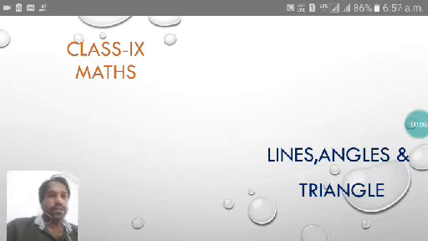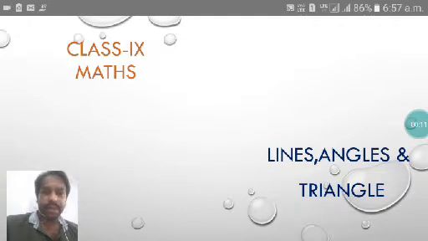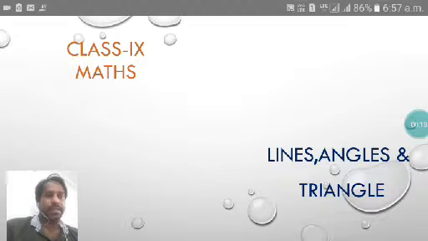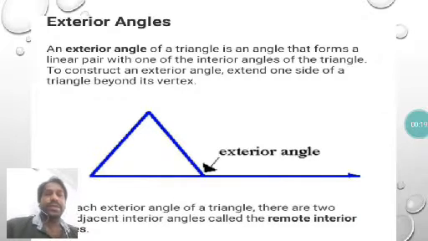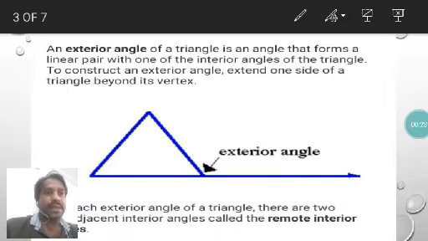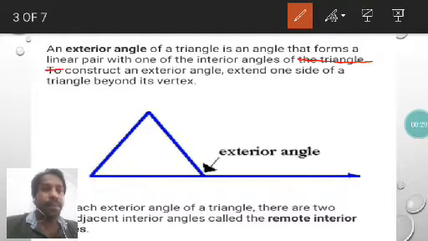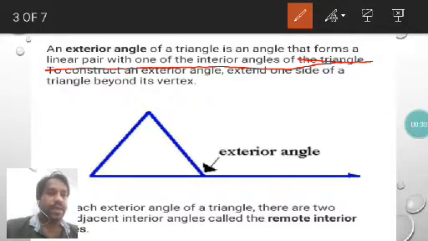So today we are going to discuss lines, angles, and triangles. Many things we have discussed already about lines and angles, and today we'll discuss the exterior angle. What is an exterior angle? An exterior angle is that angle which, see here, forms a linear pair with one of the interior angles. So this is my exterior angle.